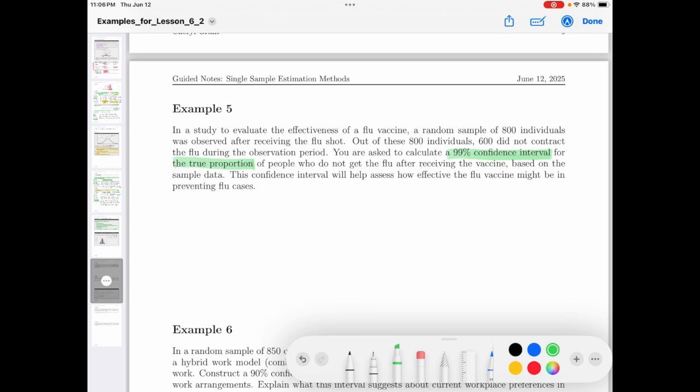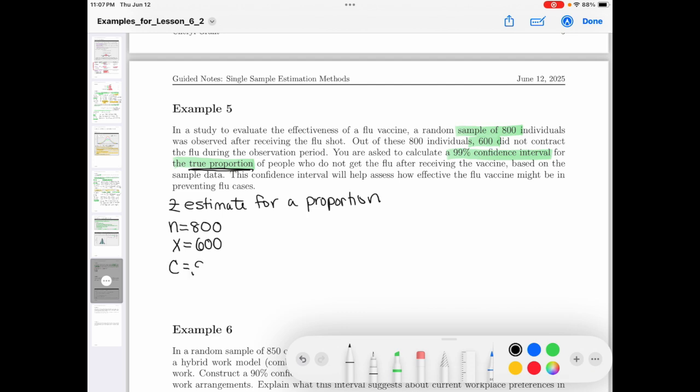So, we're given the sample size of 800. We're given the number of successes, that's 600. 600 people did not contract the flu. So let's write down this information. We definitely know we're dealing with a proportion. So we're going to use a z estimate for a proportion. Our sample size is 800. Our number of successes, X is the number of successes, that's our variable, that's 600. And we want our confidence level to be 0.99.